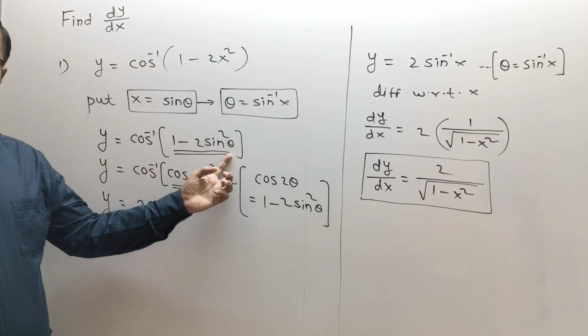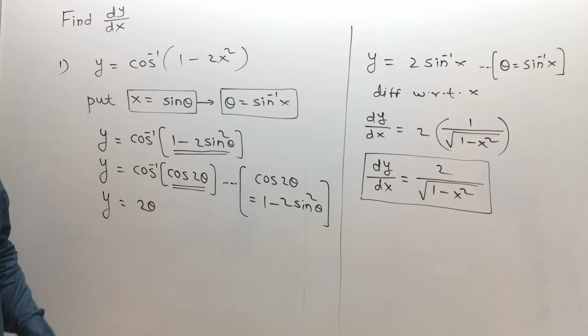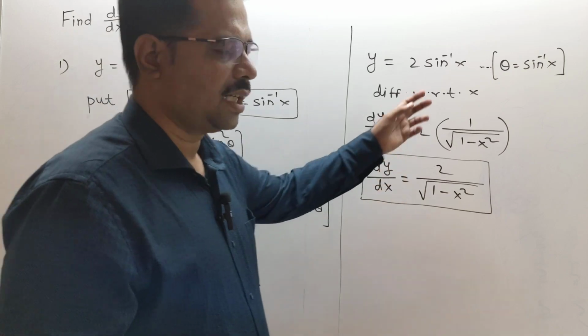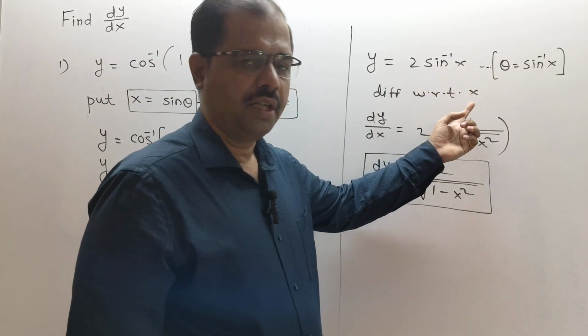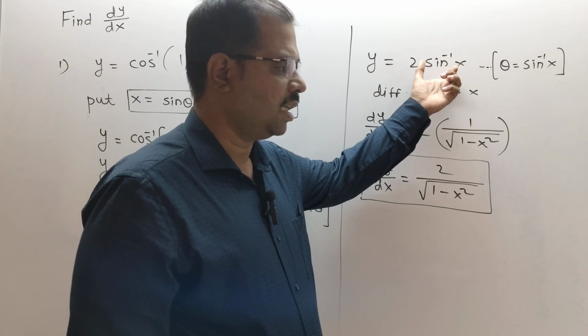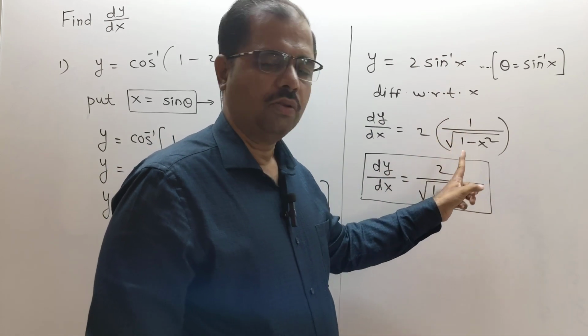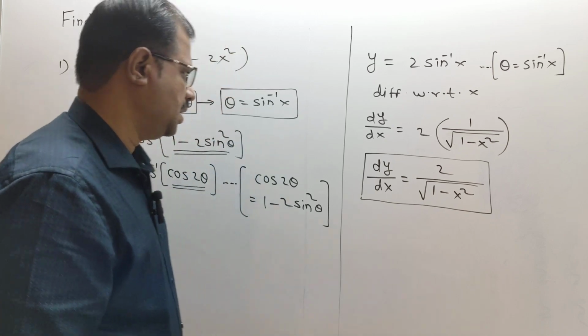1 minus 2 sine square theta is cos 2 theta. Now cos inverse cos gets cancelled. 2 theta is the remaining term. 2 into theta means 2 sine inverse x. Now differentiate with respect to x. Derivative of y, dy by dx, is 2 as it is, times the derivative of sine inverse of x, 1 upon root of 1 minus x square. So 2 into 1, that is 2 upon root of 1 minus x square.